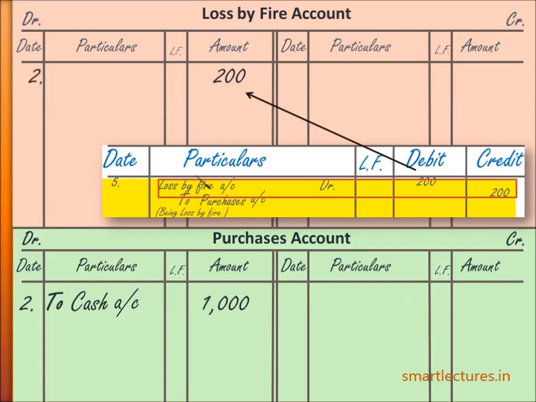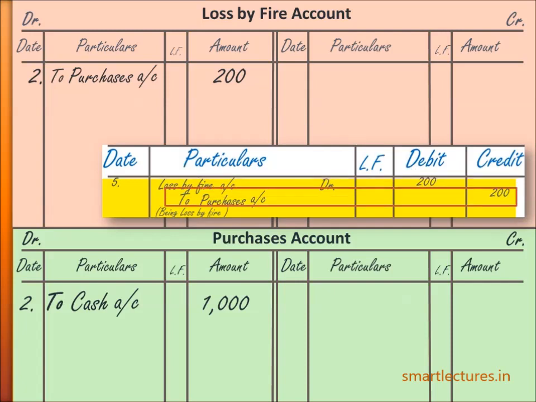So what will be the narration? To purchases account. Because when loss by fire account was debited, the opposite credit account was purchases. So write down to purchases. Now to purchases account rupees 200. What it means? Purchases account should be credited by rupees 200. Come to the purchases account and write down rupees 200 on the credit side.